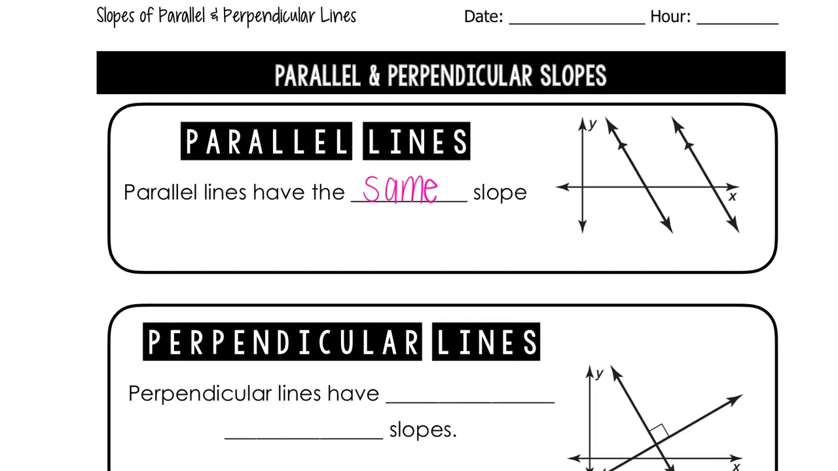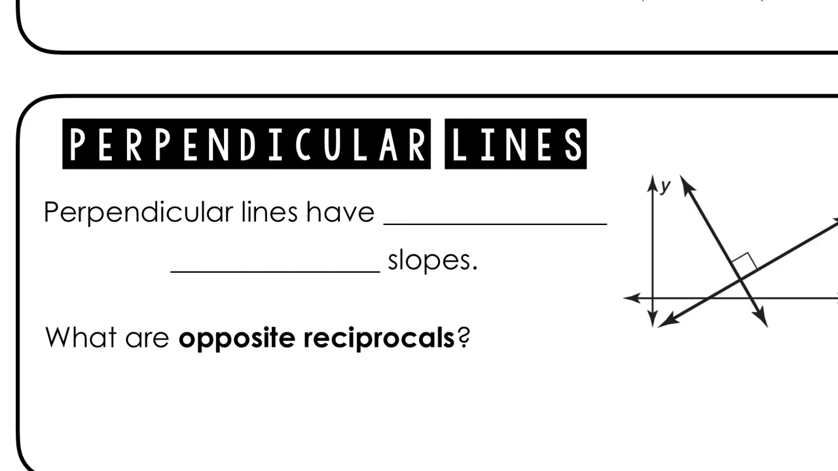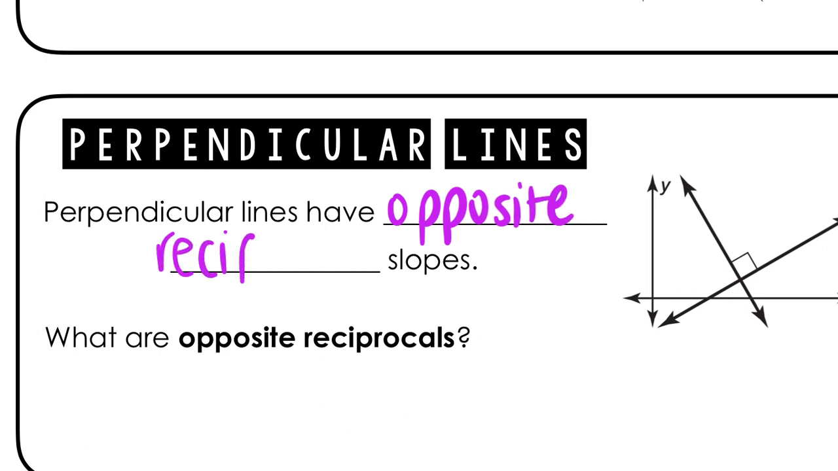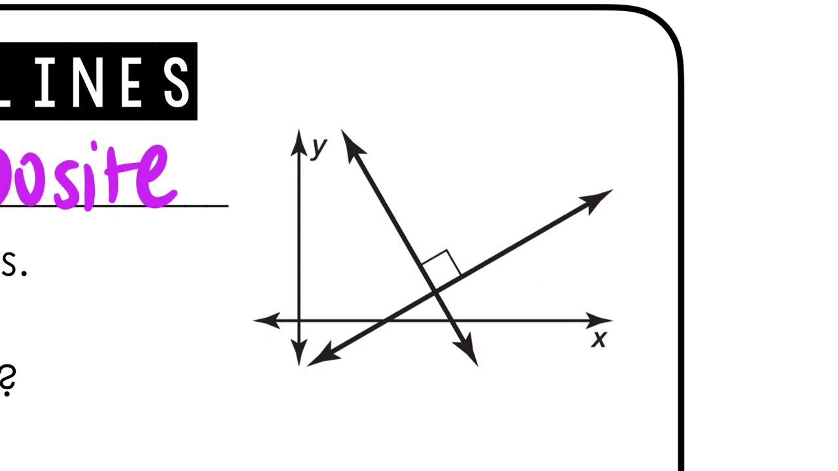Now, perpendicular lines, these are not going to have the same slope. They're actually going to have something called opposite reciprocal slopes. Opposite reciprocal slopes. And we will talk about what that means in just a second. So, in order to be perpendicular, the slopes have to be completely opposite. So as you can see here in this picture, one of these lines has a positive slope. See the lines going up? And the other one has a negative slope. So that is one thing that has to be true. It has to be completely opposite signs. So if one of the slopes is positive, the other one has to be negative. And they also have to be reciprocals.